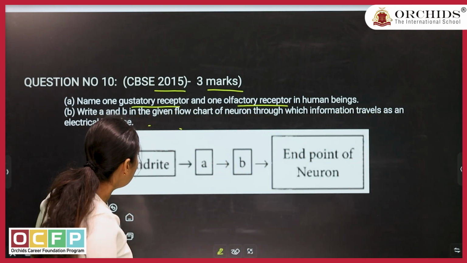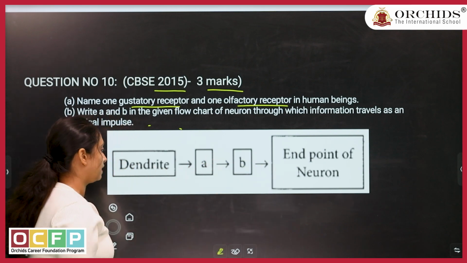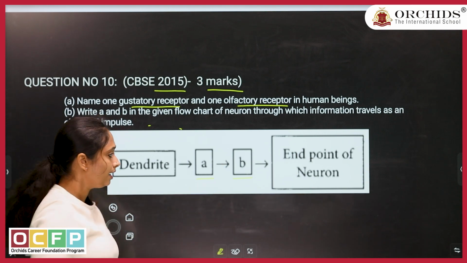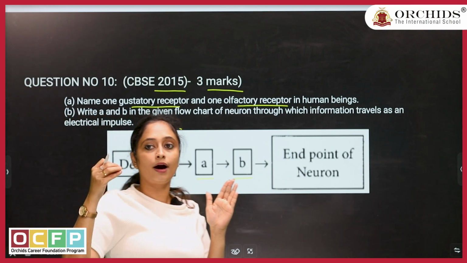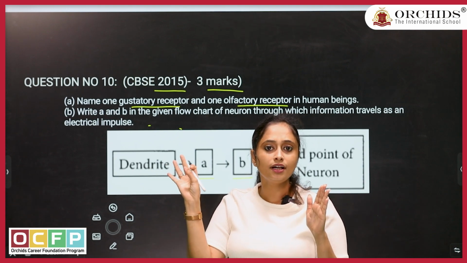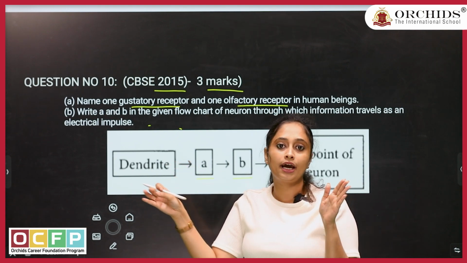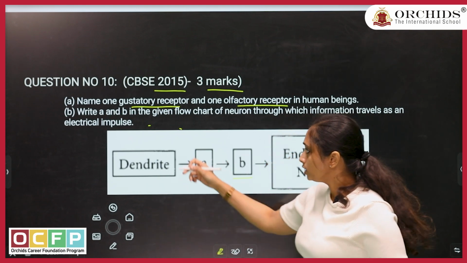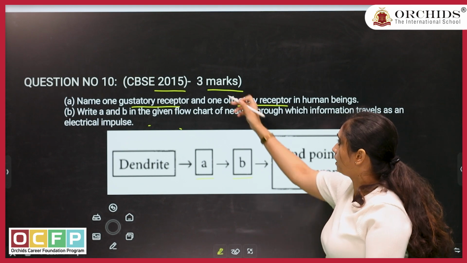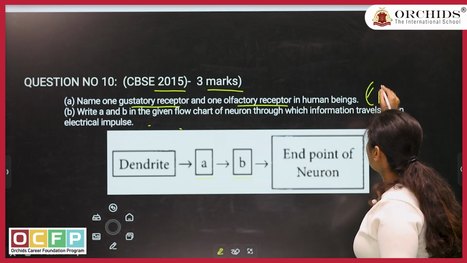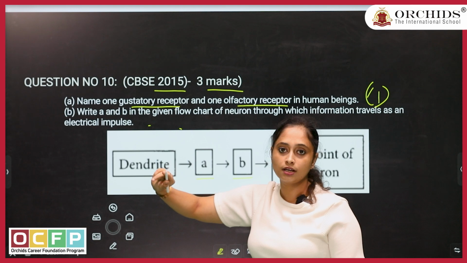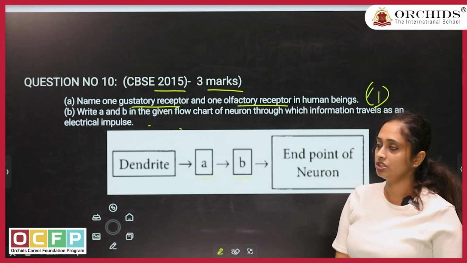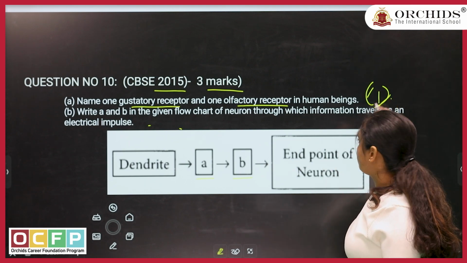So see the flowchart here, 2 parts of the neuron are mentioned and A and B are given here. You need to fill A and B. That means you need to write, in order, which parts of the neuron help to transfer the electrical impulse, and fill it in here. If we see the mark distribution, it's a 3-mark question. The A part carries 1 mark. That means if you mention one example of a gustatory receptor you will get half a mark, and if you mention an olfactory receptor you will get half a mark. Like that, the 1 mark is distributed.